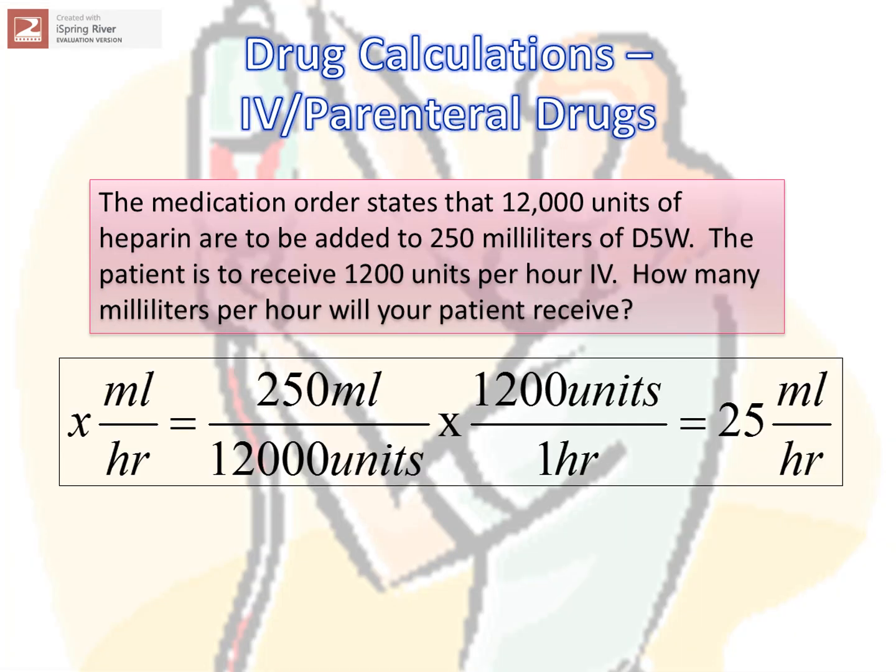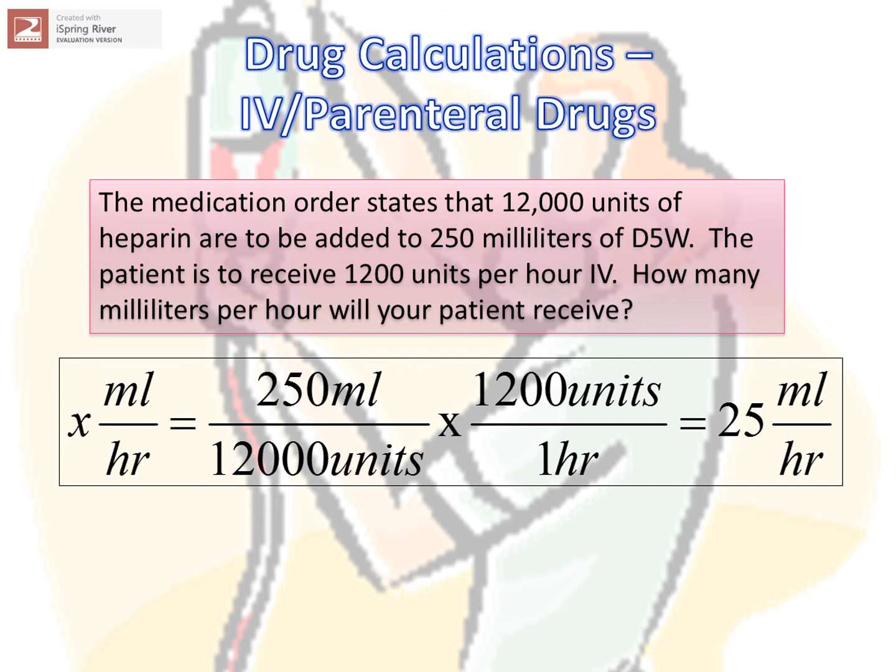Okay, we're going to go into drug calculations with the IV or parenteral drugs. We're going to start off easy. The medication order states that 12,000 units of heparin are to be added to 250 milliliters of D5W. The patient is to receive 1,200 units per hour IV. How many milliliters per hour will the patient receive?